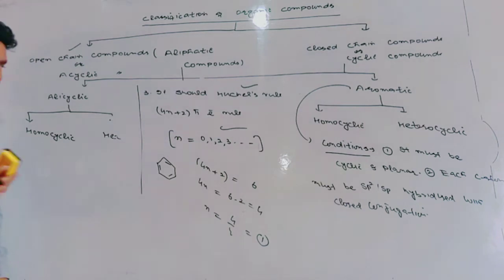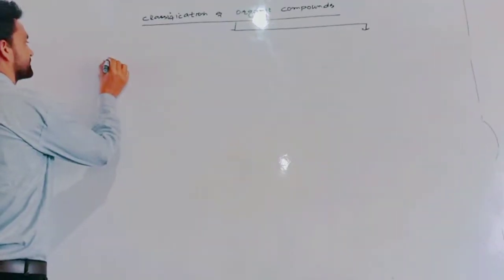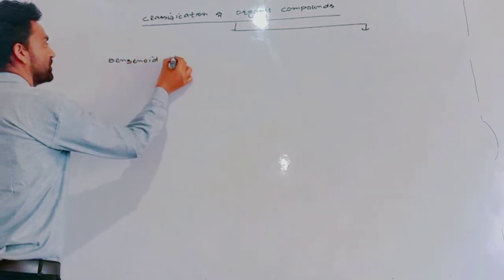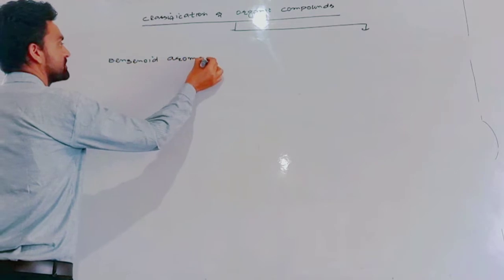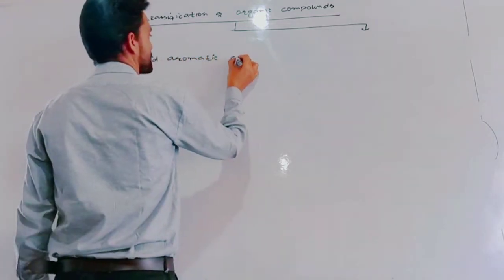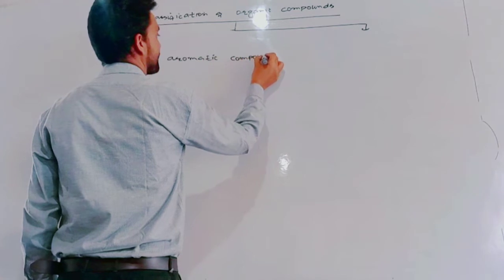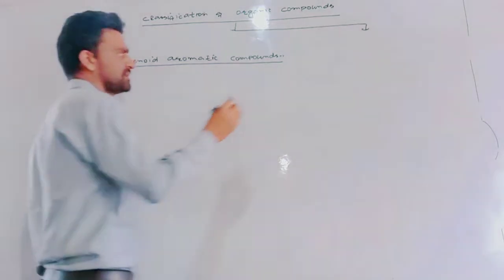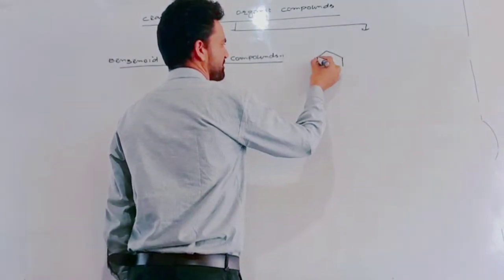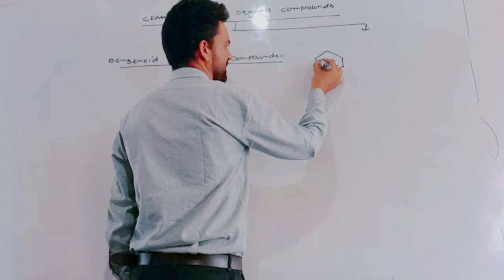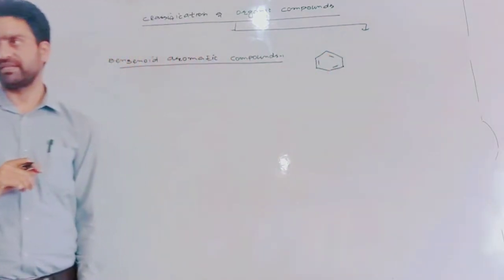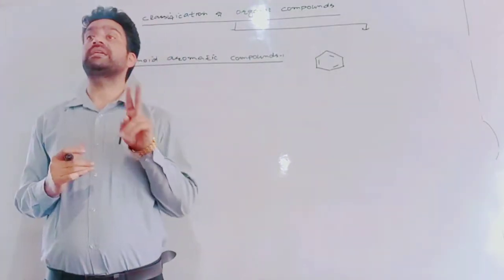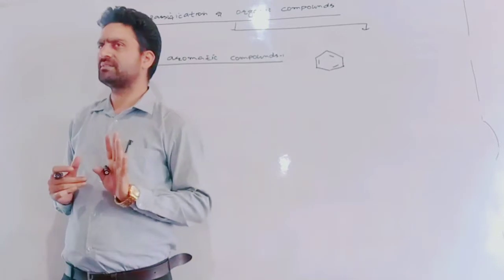Second is benzenoid aromatic compounds. Is benzene homocyclic or heterocyclic? Benzene is just like this. Each member of the ring is carbon. When each member of the ring is carbon, it is homocyclic, right? So all benzenoid aromatic compounds are homocyclic. What is homocyclic? When each member of the ring is carbon, right?